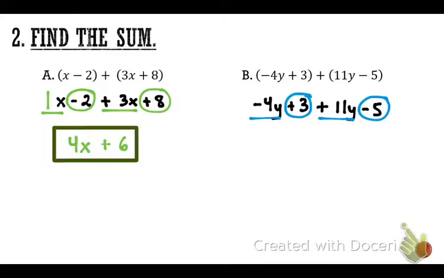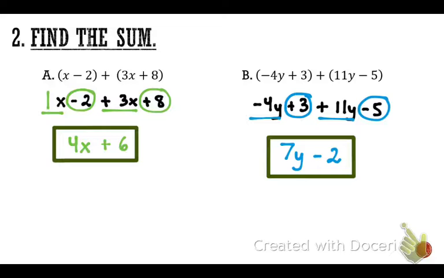Very good. Okay, so this will be 7y. And then, Adam, let's combine these two together. Positive 3 minus 5. Negative 2 is correct. Class, is the final answer 5y? No, remember they're not like terms, which means the final answer is 7y minus 2.